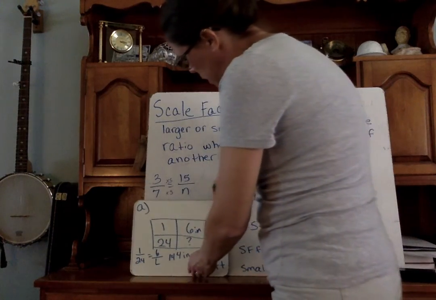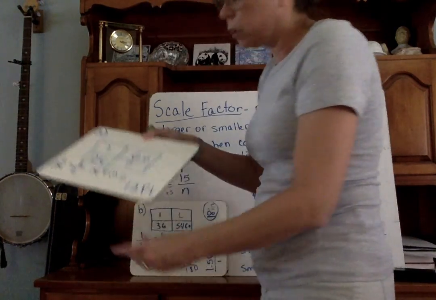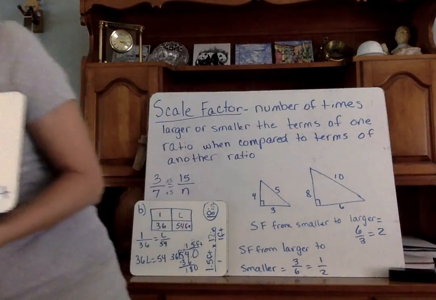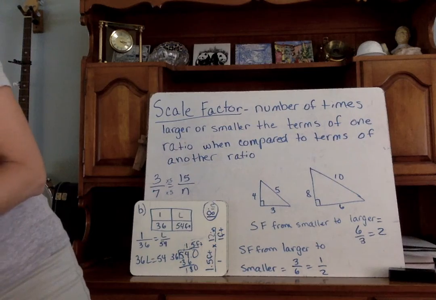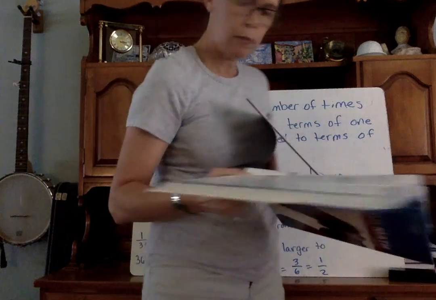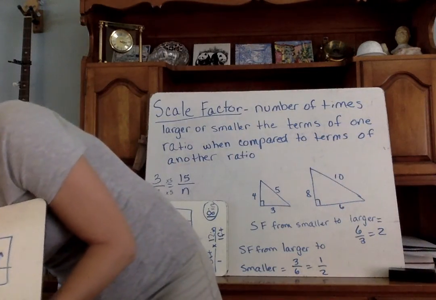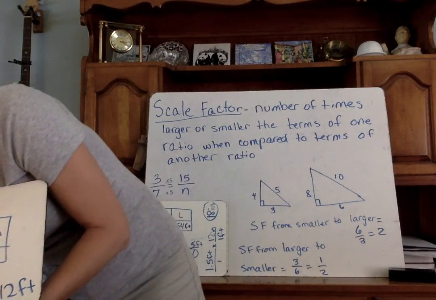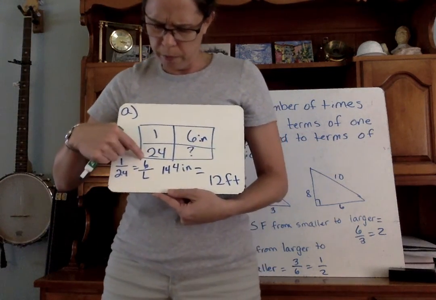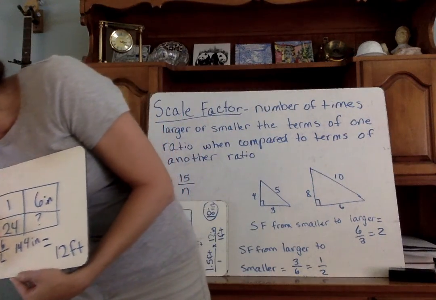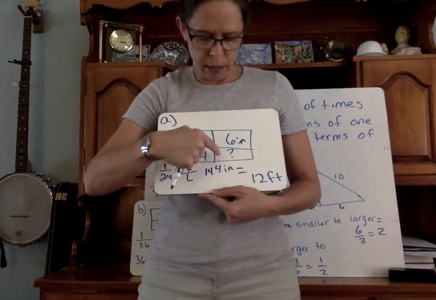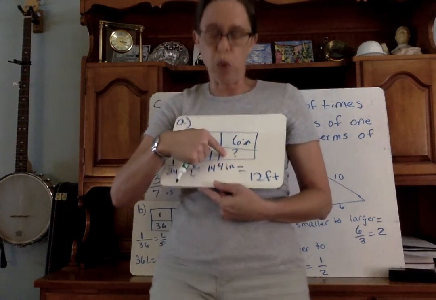Okay, I've had to do the practice set on my little boards because I ran out of big boards. Okay, A. A says, let me grab my book here. A says that we have a blueprint drawn of a scale of 1 to 24, and it says a 6-inch length of a wall on the blueprint means how long is the actual wall going to be.